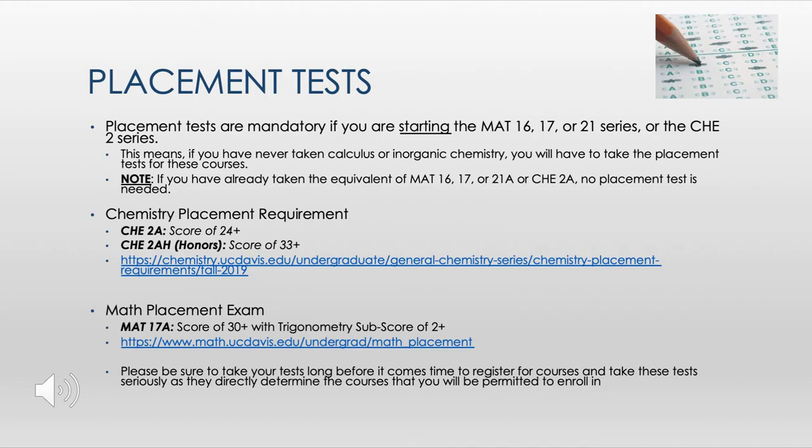The chemistry placement test requirement to start Chem 2A is a score of 24 or above. The math placement test for 17A requires a score of 30 or above, and remember, if you are starting math here, we do require you to take the 17 series. I've put the URL links here for more information about those placement tests.